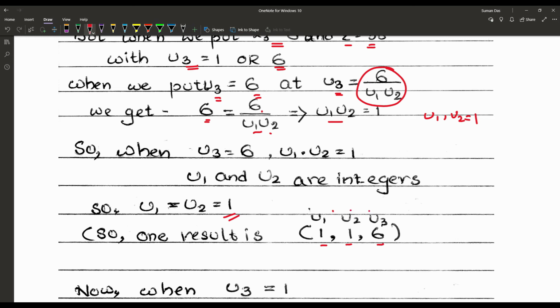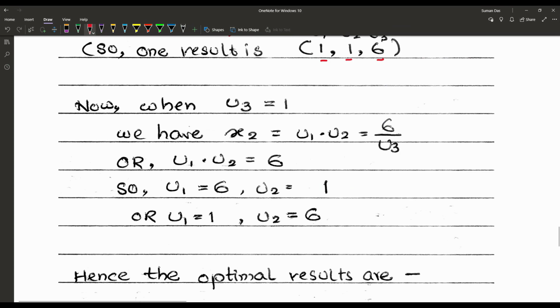Let's check when we put the value of u3 equal to 1 here. Already we know x2 is equal to u1 into u2, that means 6 by u3. So we put the value of u3 as 1 here, and we get u1 into u2 equal to 6, and that is possible when we have u1 equal to 6, u2 equal to 1, or u1 equal to 1, u2 equal to 6.